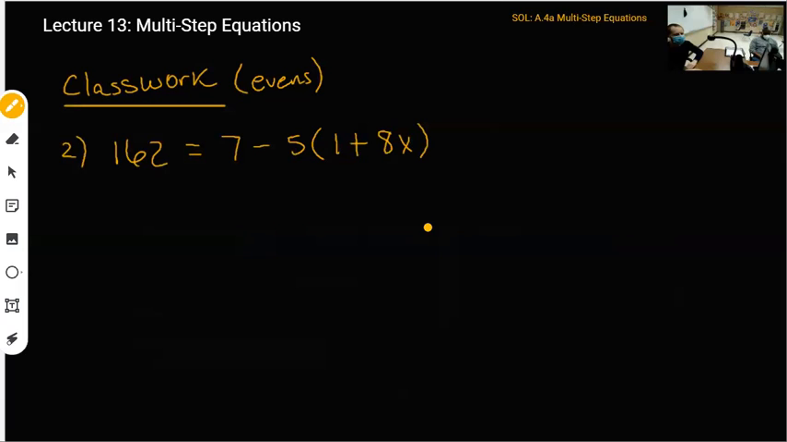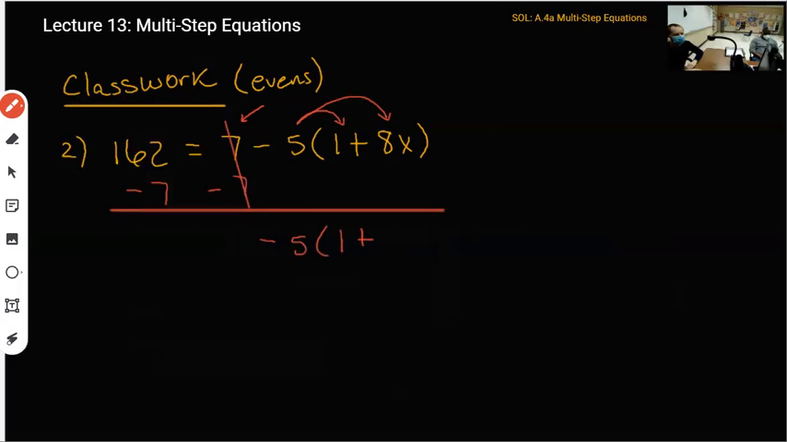So there are actually 2 ways that you can do this one. I'm going to do the way you probably haven't thought of yet. And this is to make a point. You don't really have to do the distributive property, right? You could do that and you would still get the right answer, but I'm going to take it in a different way. So the first thing that I'm going to do is I'm going to get rid of the +7. The way I do get rid of a +7 is by subtracting it from both sides. So I'm going to do a -7 on both sides. Now that's actually going to cancel out the 7s and leave me with a -5 times 1 plus 8x. And then on the other side, I have 162 minus 7, which is 155.